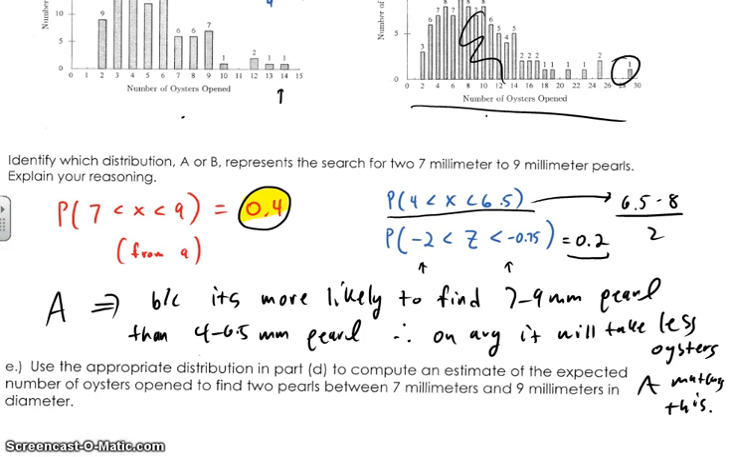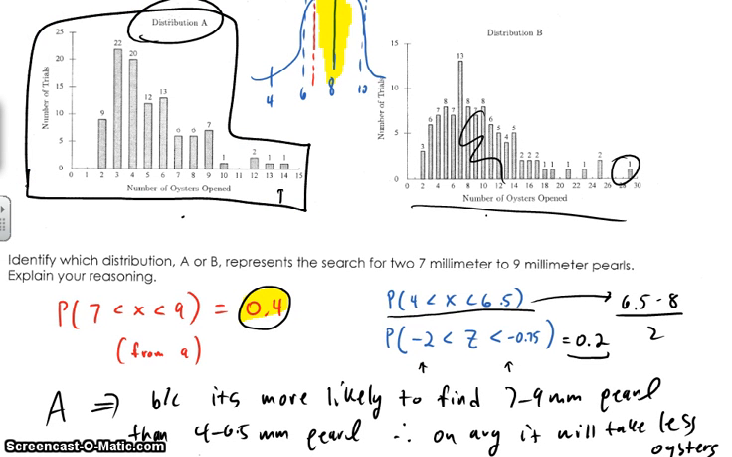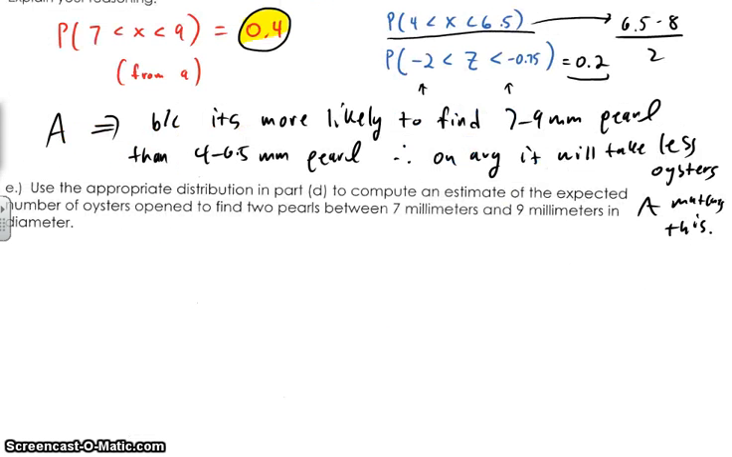Okay, so now part E says use the distribution that you picked in part D in order to compute the expected number of oysters to find 2 pearls between 7 and 9 millimeters. So basically what we're doing is we're finding the average from distribution A. Okay, and I guess the way to look at it is that there's 100 trials that we ran here. So if I'm going to find that average, I'm going to divide by 100.